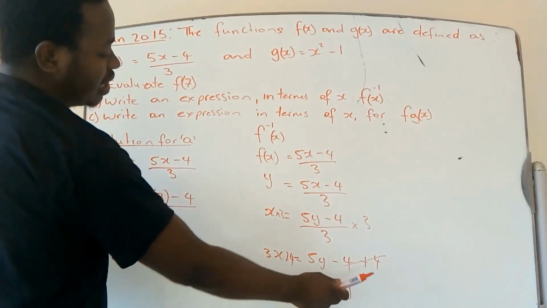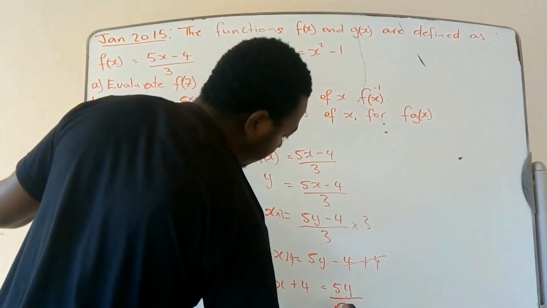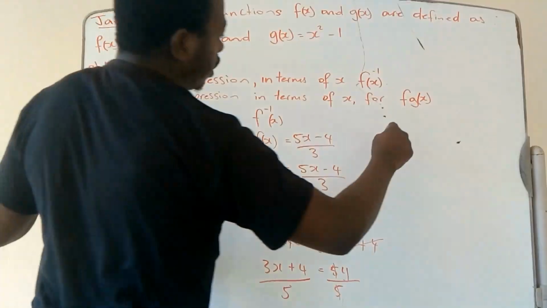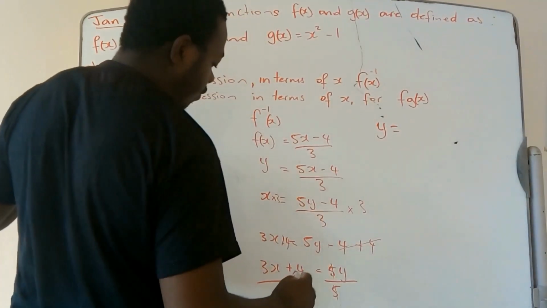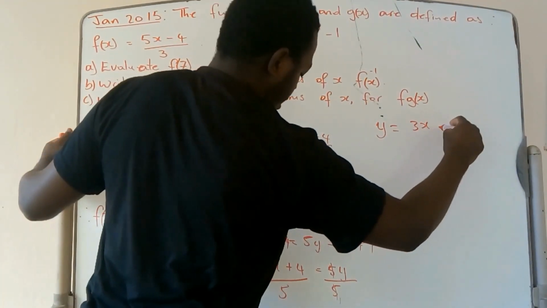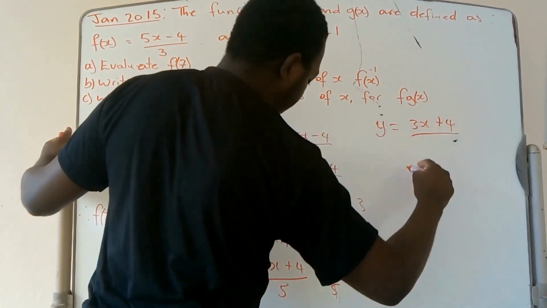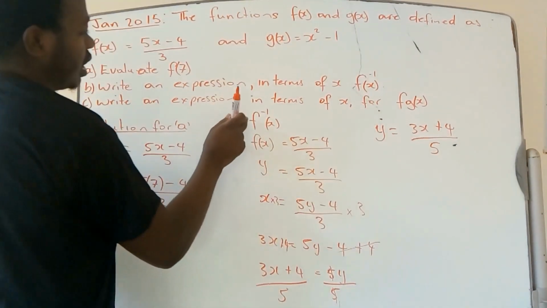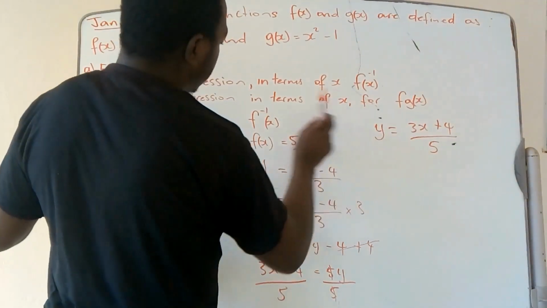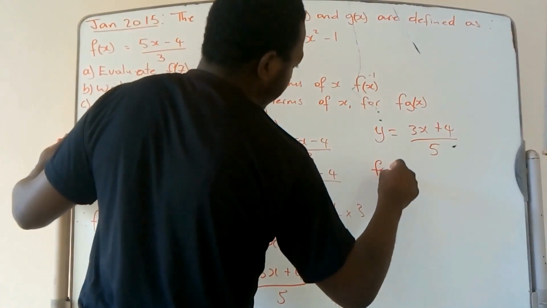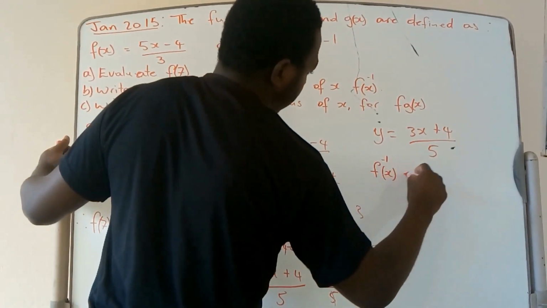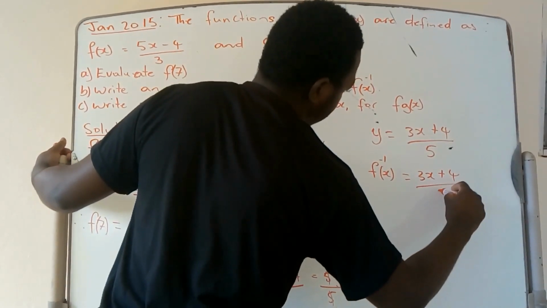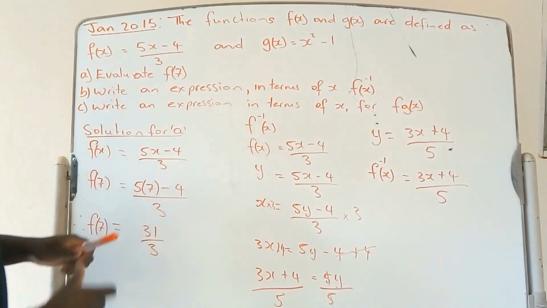Now we want y by itself, so divide both sides by 5. Divide this side by 5, divide all of this by 5. 5 will cancel out, so we know that y is equal to 3x plus 4 all divided by 5. But that's not what we want. We don't want y. We want f inverse of x. So replace this y now with f inverse of x. So we know that f inverse of x is therefore equal to 3x plus 4 all divided by 5. Right? Let's look at the last one.